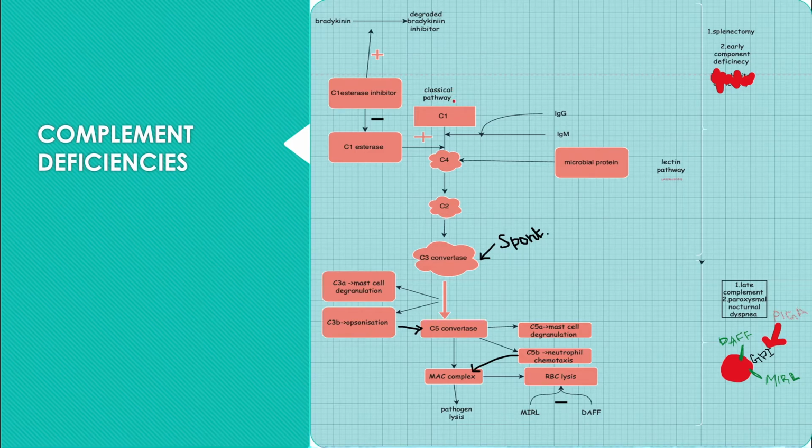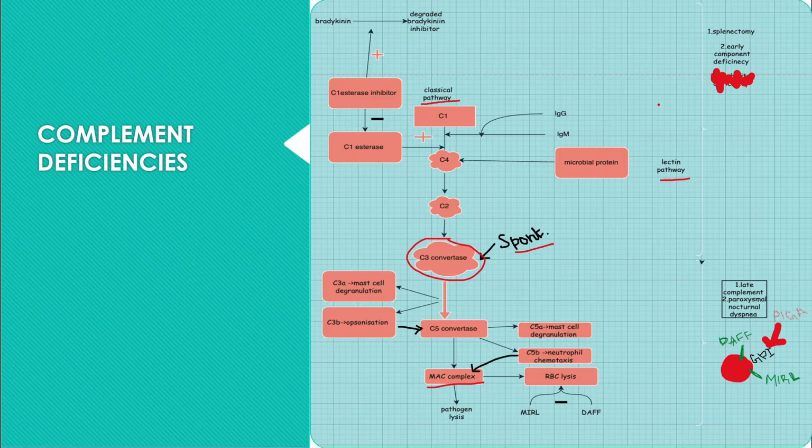There are three major pathways in the complement pathway. There's classical, there's lectin, and there's spontaneous. Everything eventually leads to formation of C3 convertase, and C3 convertase will eventually lead to formation of C5 convertase, and C5 convertase will lead to formation of the MAC complex, which is the membrane attack complex, which is what is going to cause pathogen lysis.